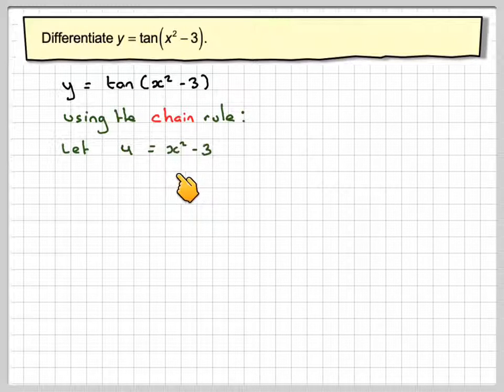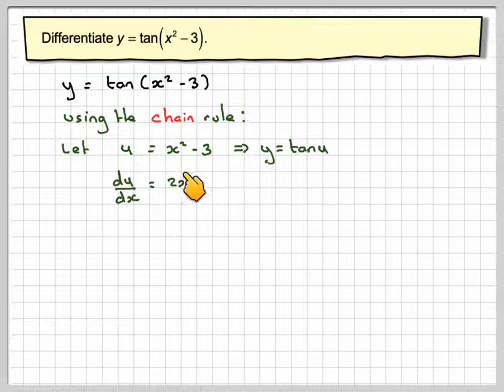So if we let u be equal to the bit in brackets here, which is x squared minus 3, and if we differentiate that, we're going to just get 2x. And then y is equal to tan u, because y will be equal to tan of x squared minus 3, but u is now x squared minus 3. If you differentiate tan, the standard result is dy by du is sec squared u.